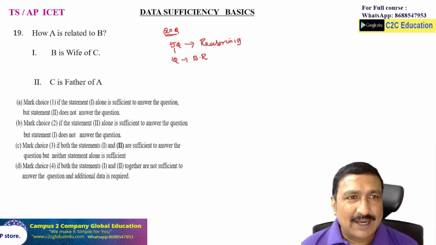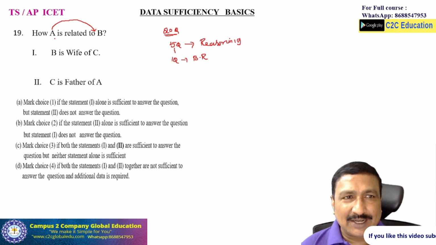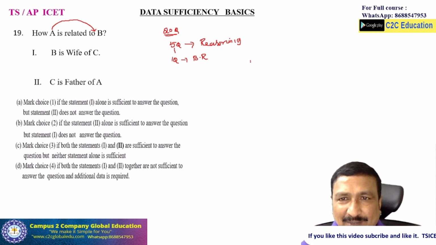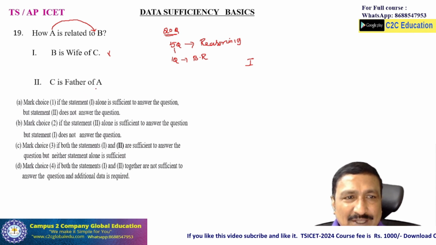Here the question is, how is A related to B? How is A related to B means we should say only A's relation with B. We should not say B's relation with A. Okay now friends, they are asking how A is related to B. First statement: B is the wife of C. B is the wife of C means in the first statement we can directly eliminate, because here there is no relation between A and B. So we can rule out the first statement. Now look at the second statement. If you look at the second statement, C is the father of A.